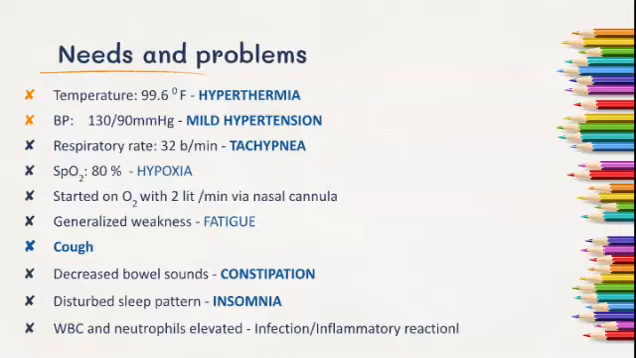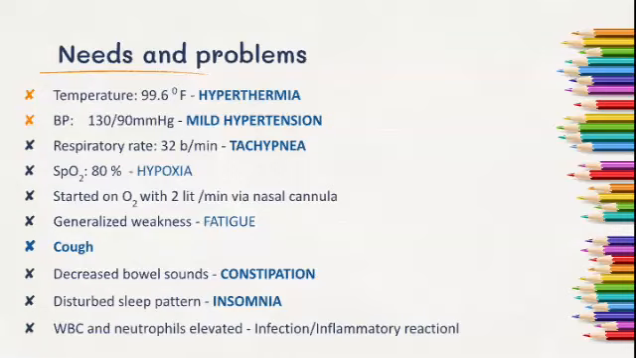Here I have given some examples, like temperature 99.6. It indicates the patient is having a problem called hyperthermia. The blood pressure is slightly higher, so we can mention it as mild hypertension. The respiratory rate is high, the patient is tachypneic. SpO2 is 80%, so you can add that here, and the ABG also shows the PaO2 is less. So the patient has hypoxia.